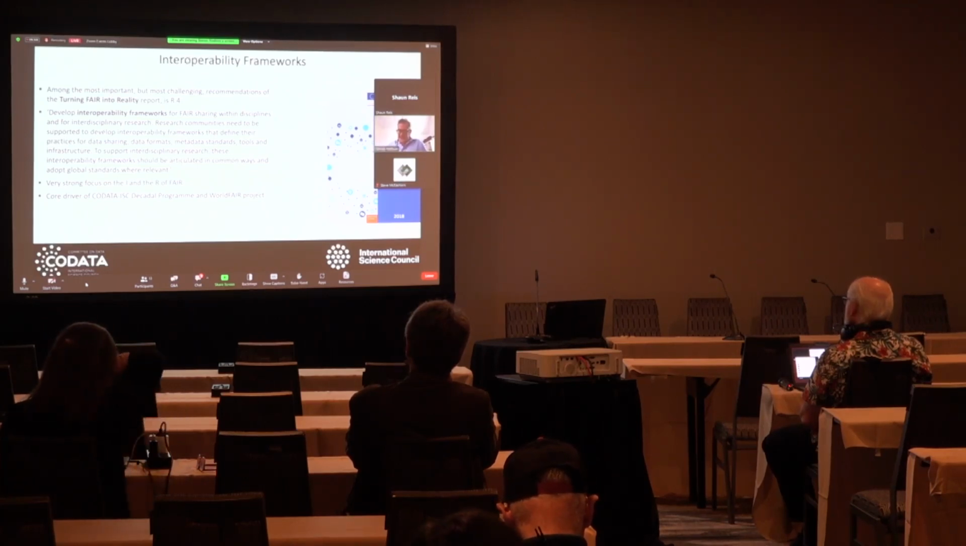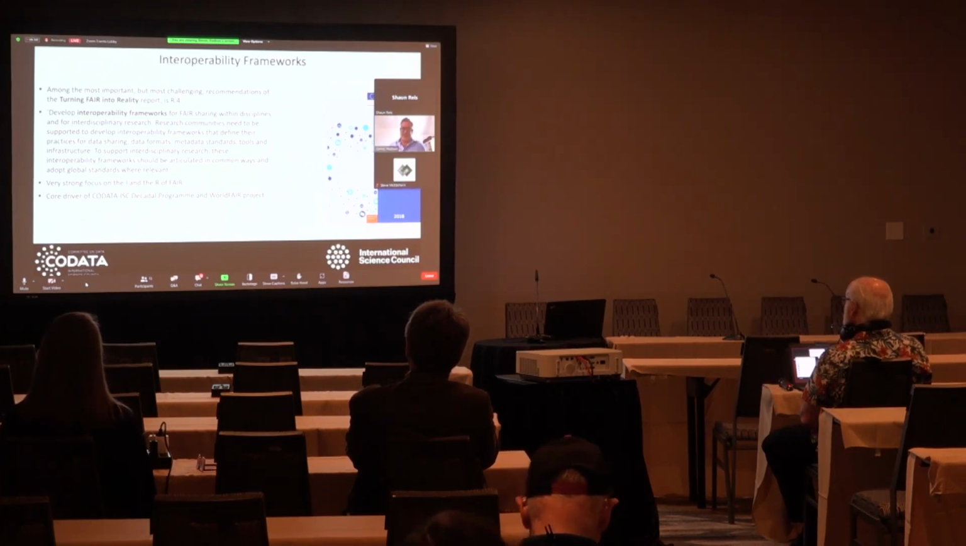So it's important to give that authority and to enable communities to do that work and to make those decisions. But also, if we want to support and encourage interdisciplinary research, then those frameworks, those interoperability frameworks, should be articulated in common ways and adopt global standards where relevant. And those two parts of that recommendation, I think, are things that we're really focusing on and trying to address in the World Fair project.